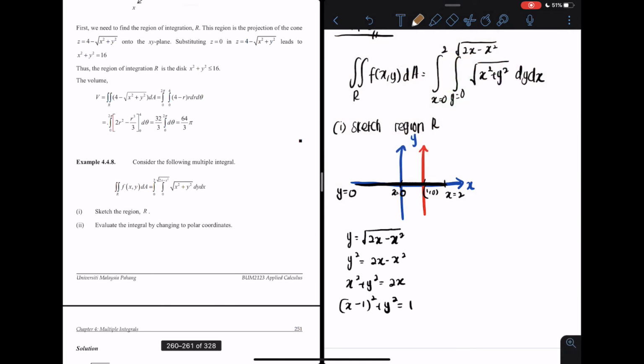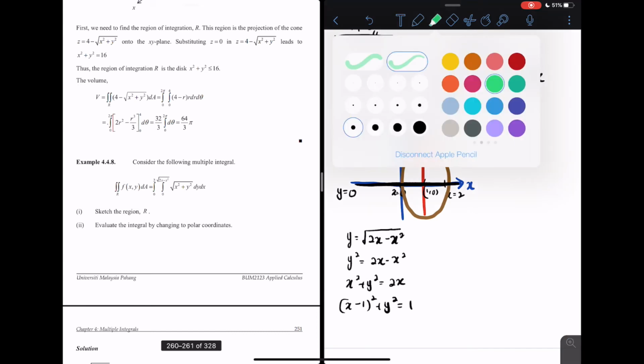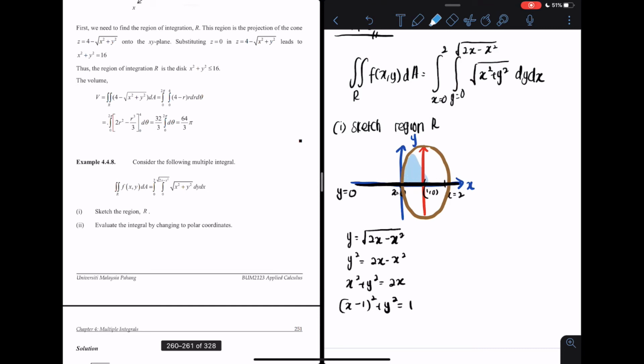So I will sketch the circle now. This will be our circle. According to the limits given to us, it should start at y is equal to 0, and then it will touch the portion of the circle which lies in the first quadrant, hence explaining why you have positive square root of 2x minus x squared. At the same time, the limit for x ranges from x is equal to 0 until x is equal to 2. Therefore, you should know that this is your region R.